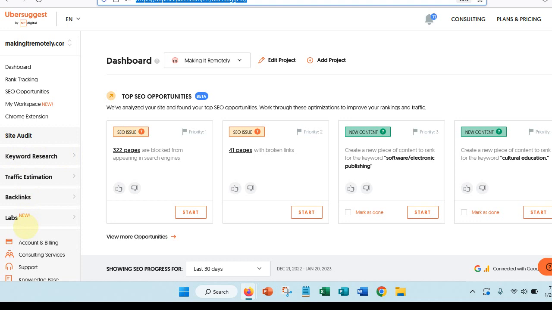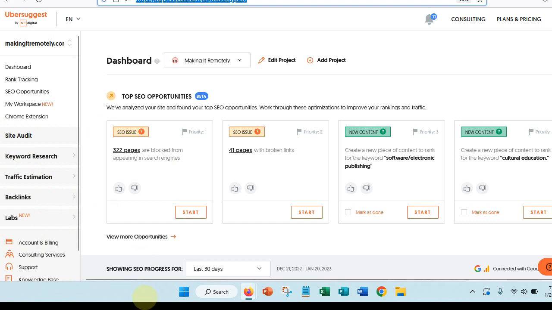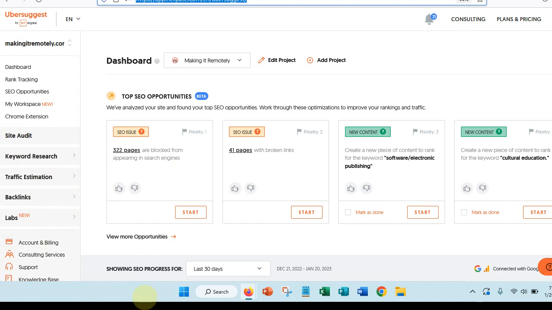Now, I'm not affiliated with Uber Suggest in any way. But I do think this is a really great tool because it has so many features that you can use to not only do keyword research, but it also has tools that you can use to write. These AI tools or artificial intelligence tools can get you started writing out your content so that you don't have to start from scratch. It can give you a lot of great ideas that you can use.